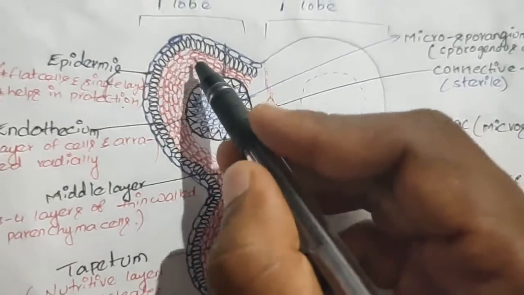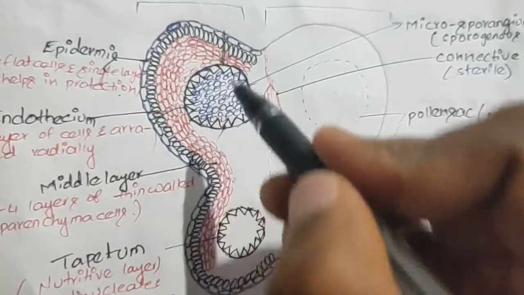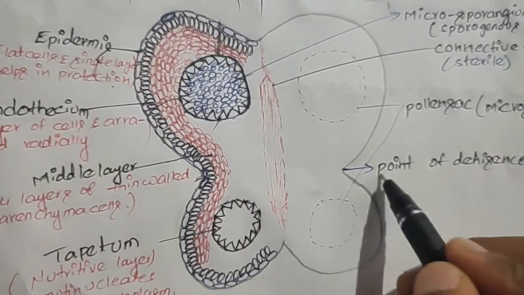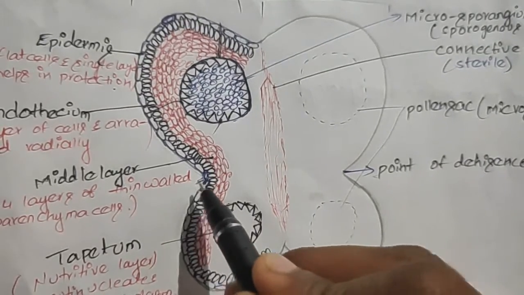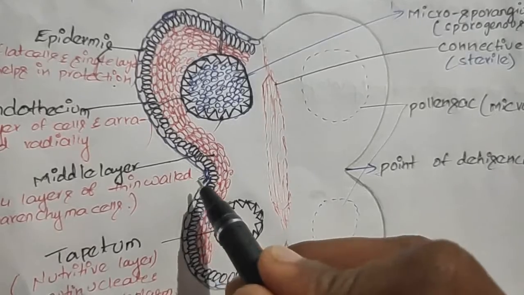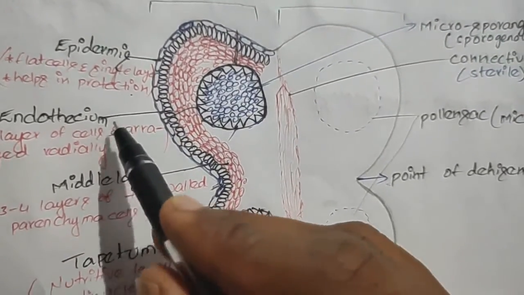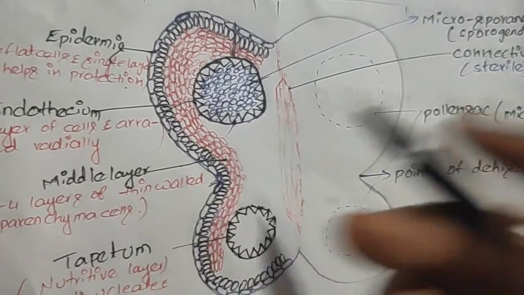At maturity, the epidermis, endothecium and middle layer become fibrous, except at this point, at both the sides. From this point, the dehiscence of the anther takes place, or dehiscence of pollen grains takes place, and the middle layer and endothecium help in the dehiscence of the anther.